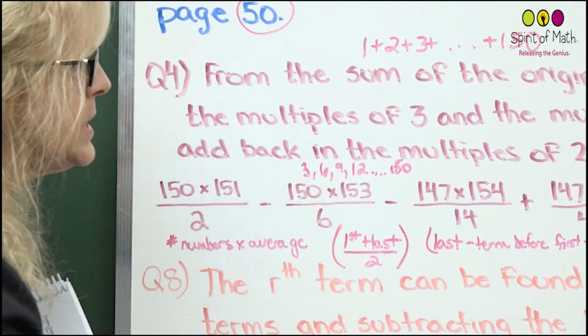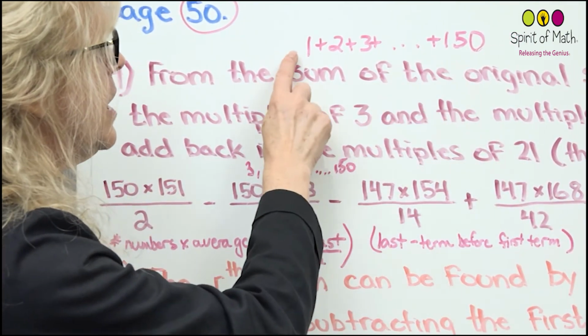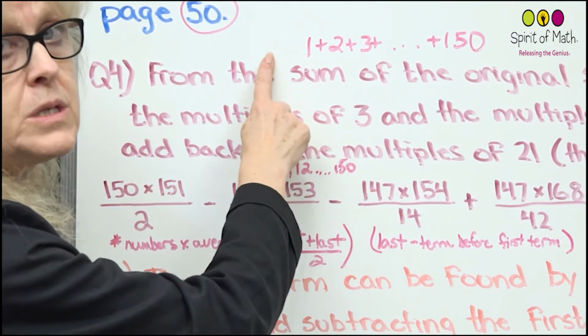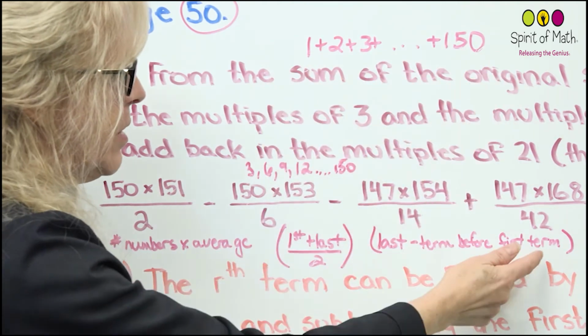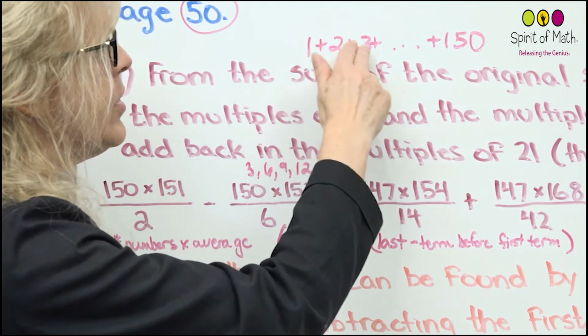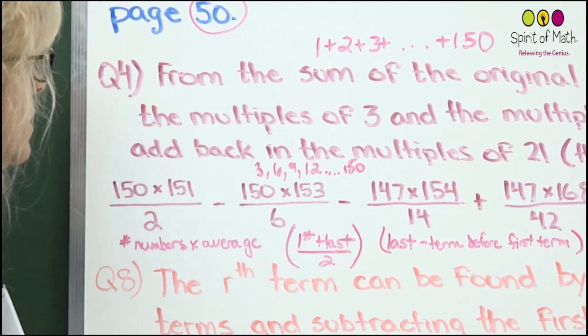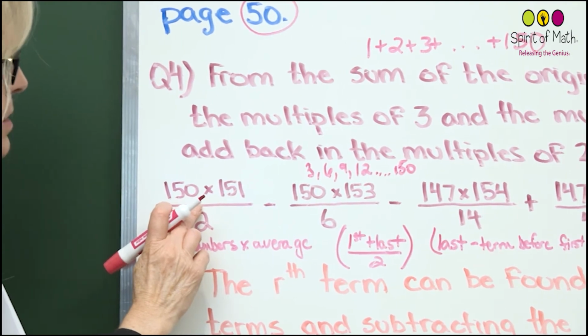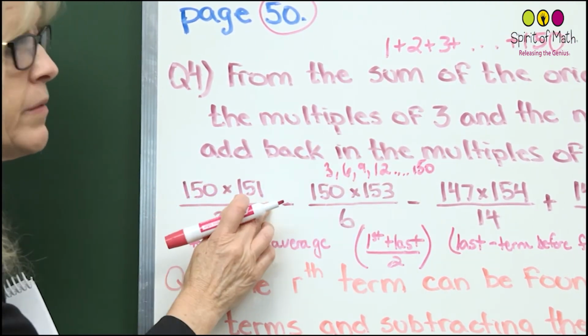The number of numbers is the last term minus the term before the first term. In this case, the term before 1 would be 0. So there are 150 minus 0, which is 150 numbers. Now, if it was every third one, you'd have to divide by 3. Every 7th one, you divide by 7. So in this case, there are 150 numbers, the average is 151 divided by 2, and that is the sum of the series.